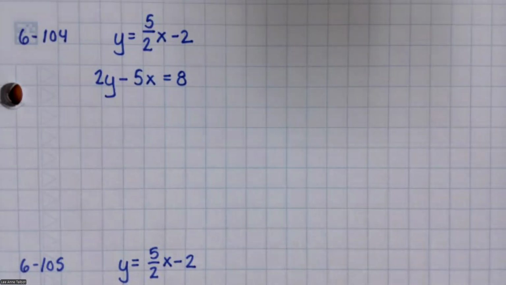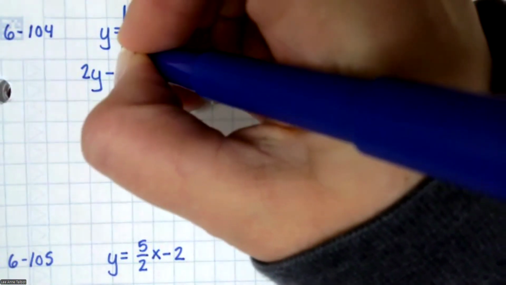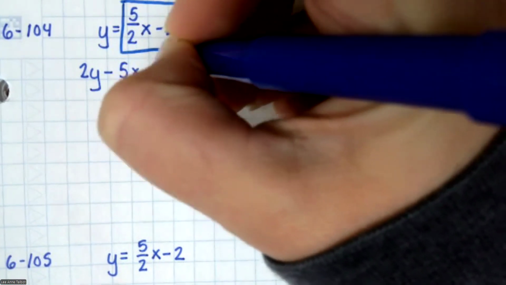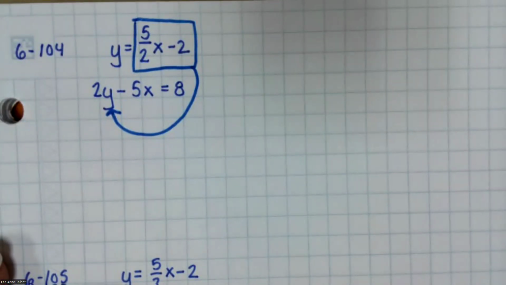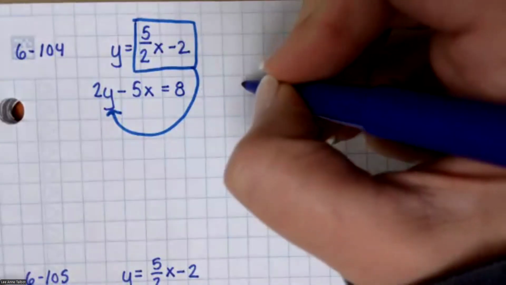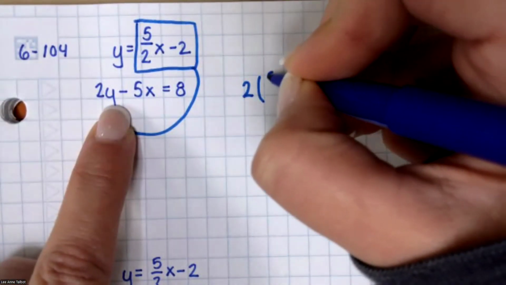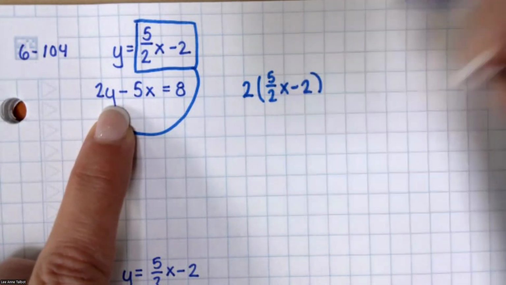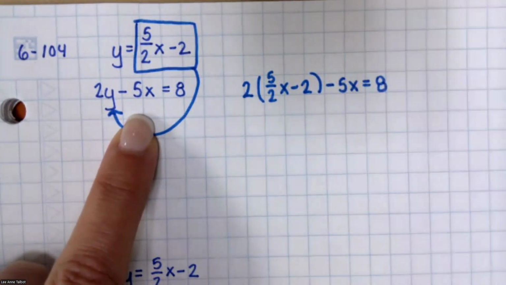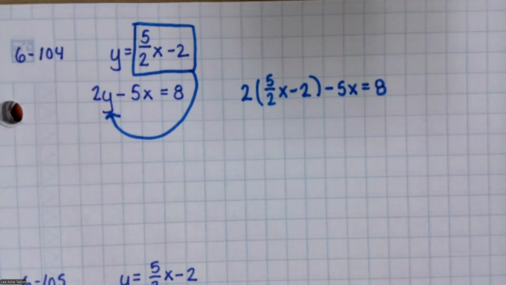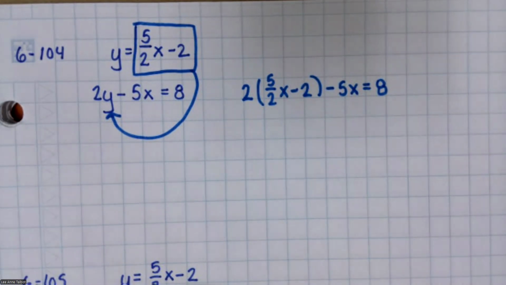Why do you think it's important for me to do one of these? They might have substitution on our quiz tomorrow. Okay, so now I have 2. The y is going to get substituted. Okay, here's a fun question. What's 2 times 5 over 2?